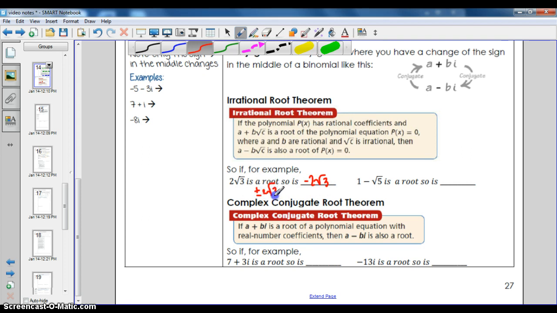2 square root 3. So here's the positive. We also have the negative that is a root. So over here, if this is a root, which one do we change the sign on? Up in the middle. So it's 1 plus square root 5, which is also a root, because we know it's 1 plus or minus square root 5. So here's the negative. We have to represent the other one as well.